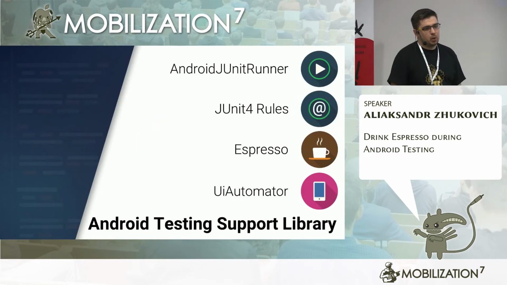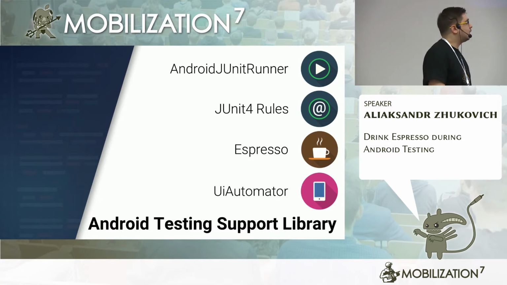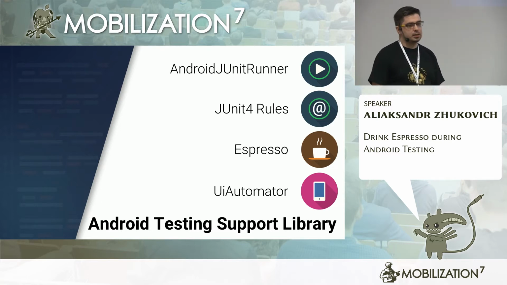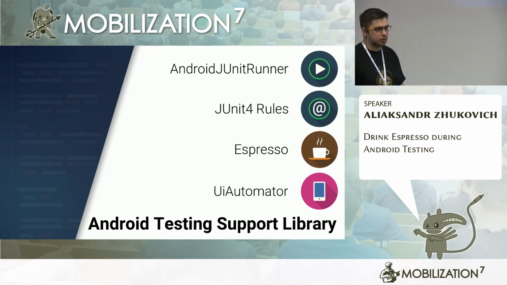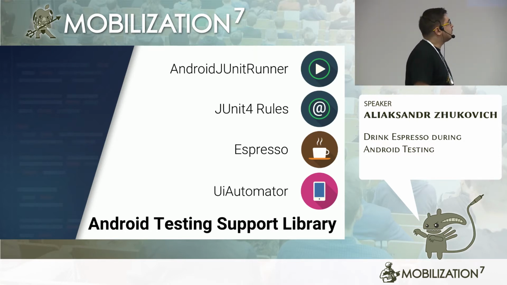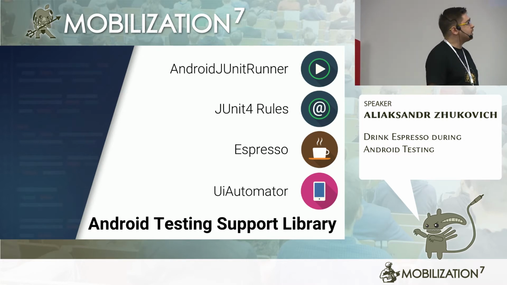Fortunately, we have a solution which allows us to test our application efficiently, and this solution is called the Android Testing Support Library. Here we have 4 basic components: Android JUnit Runner, a set of predefined JUnit Rules for Android, and 2 frameworks for UI testing, Espresso and UIAutomator.